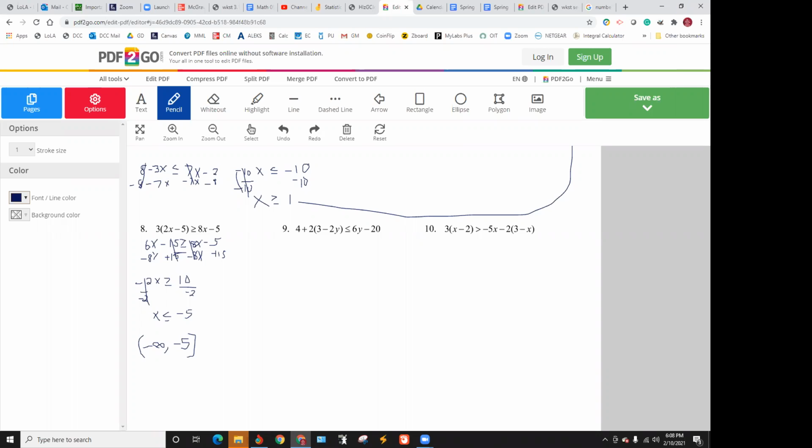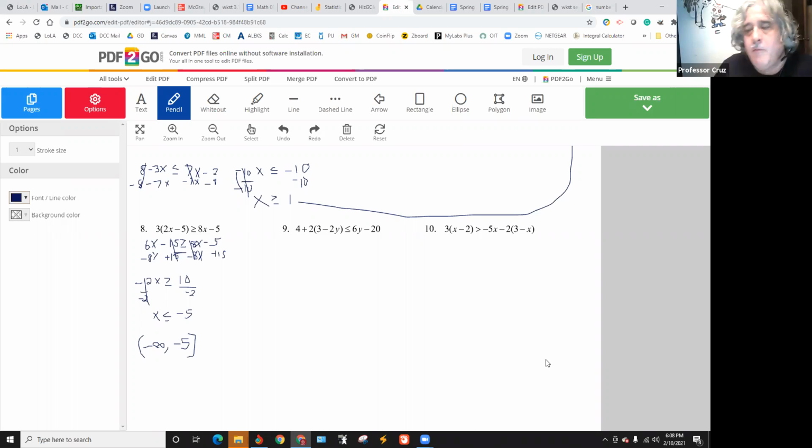For number 9, I got y is greater than or equal to 3. Okay, so the 4 is untouched, but that's a 6, right? And 2 times negative 2 is negative 4y. And then this side's not going to change.